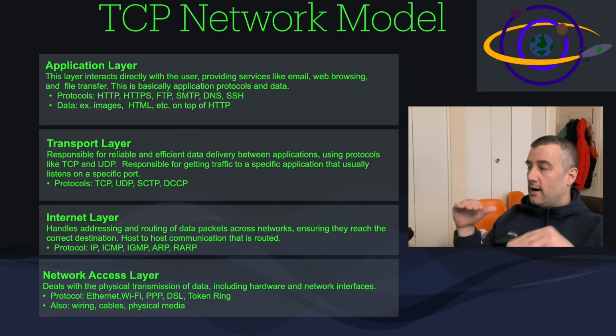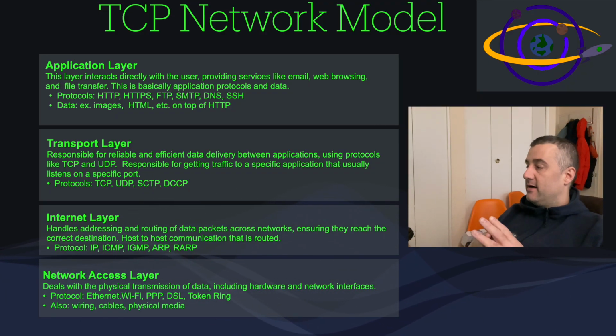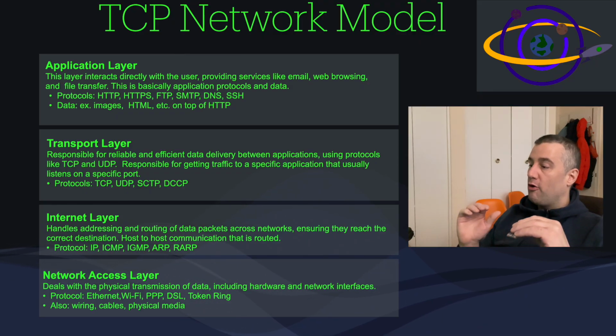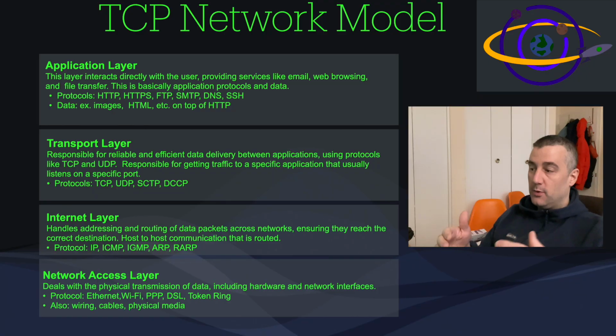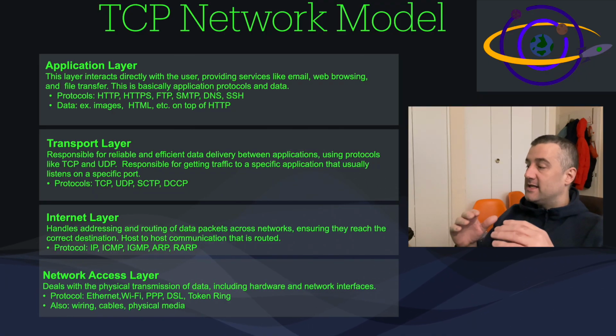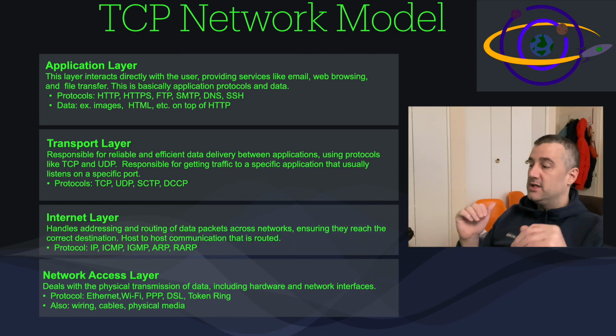Now, one layer above that, layer 2, is the internet layer. This handles addressing and routing of data packets across networks. So that's across multiple networks or the internet, ensuring that they reach the correct destination. It's basically host-to-host communication that is routed.